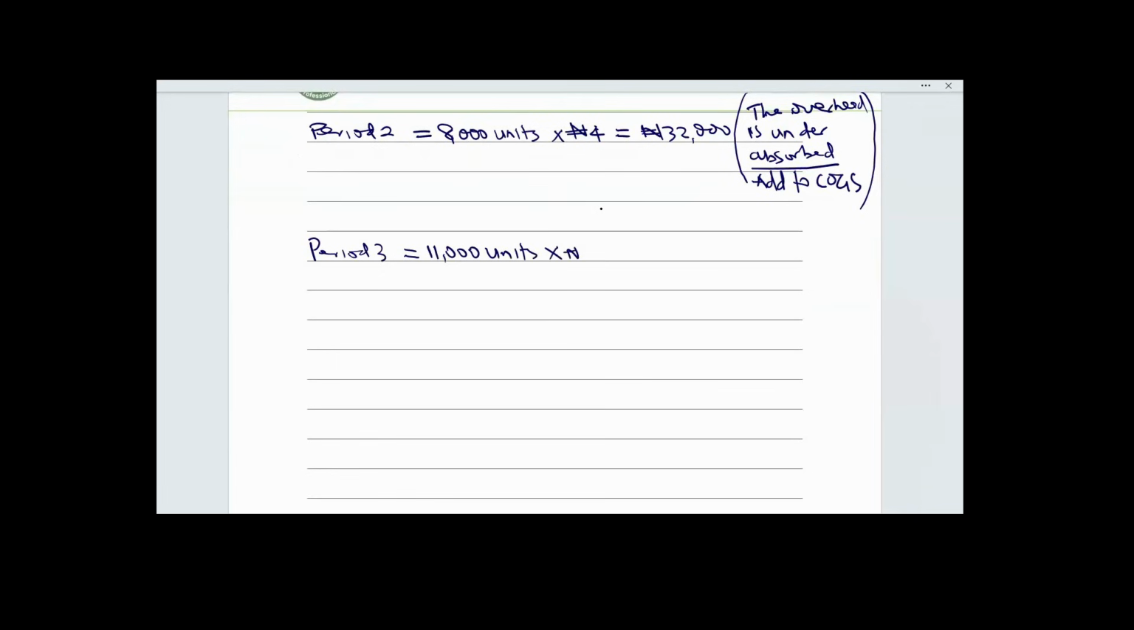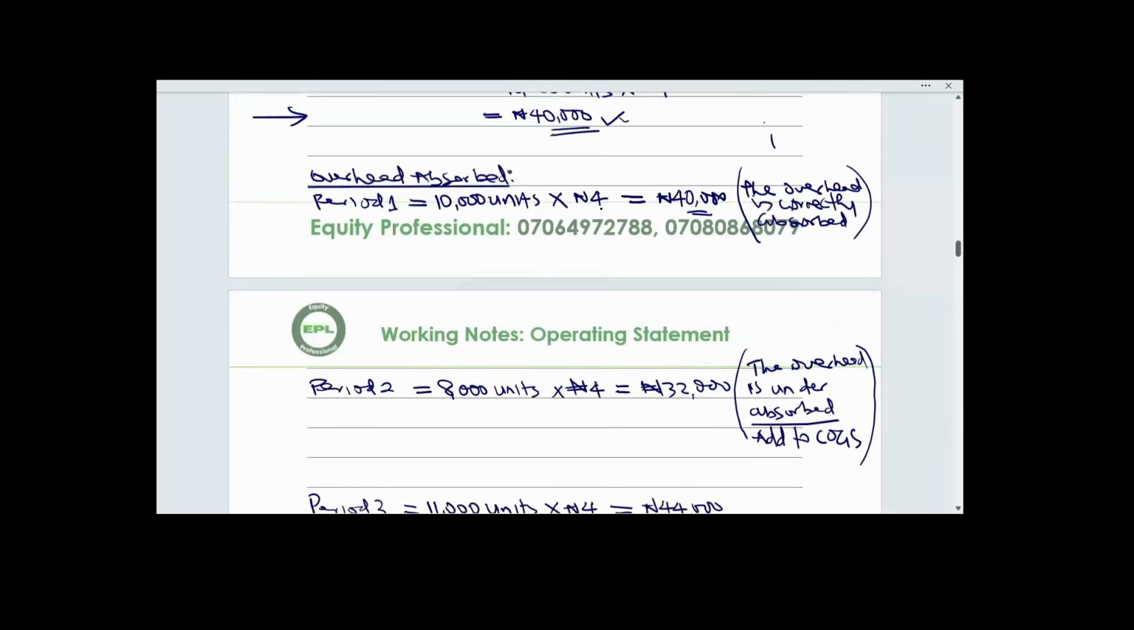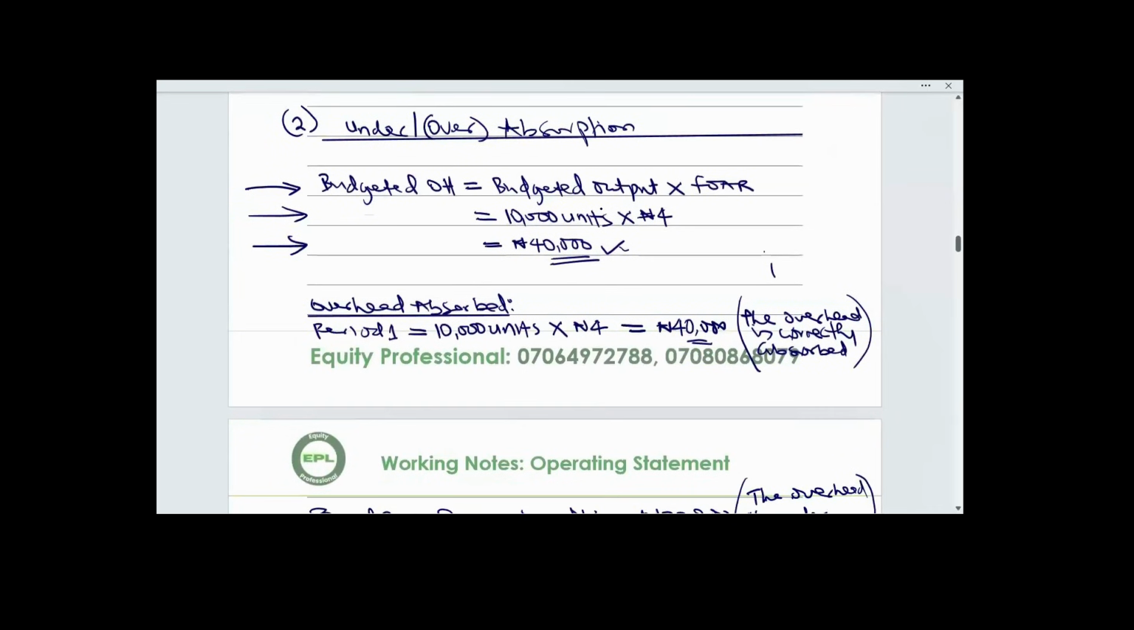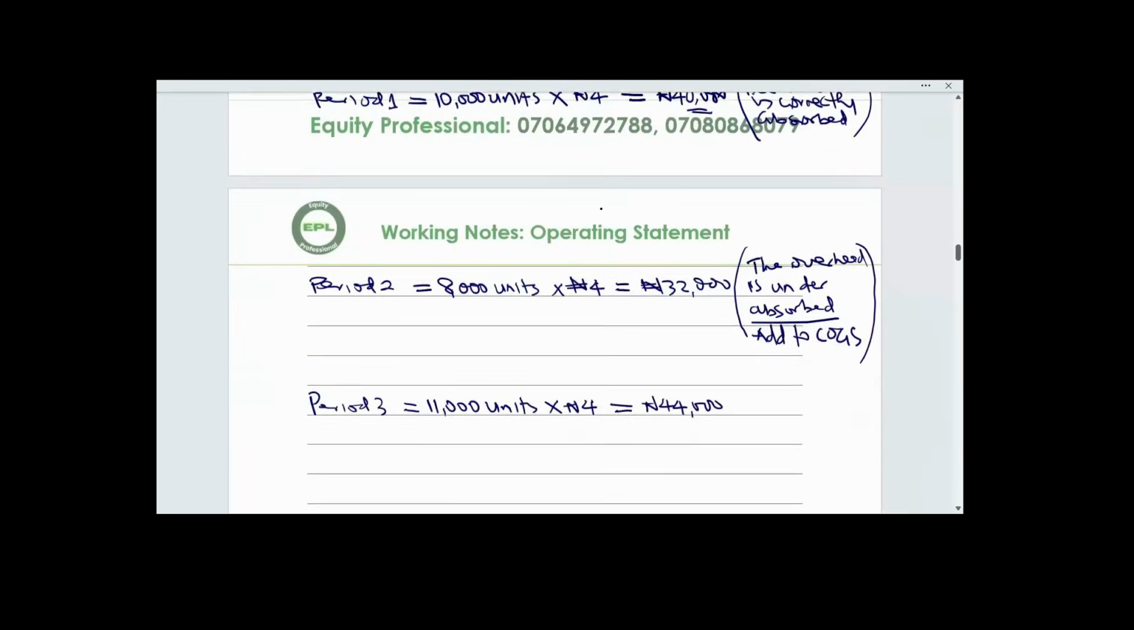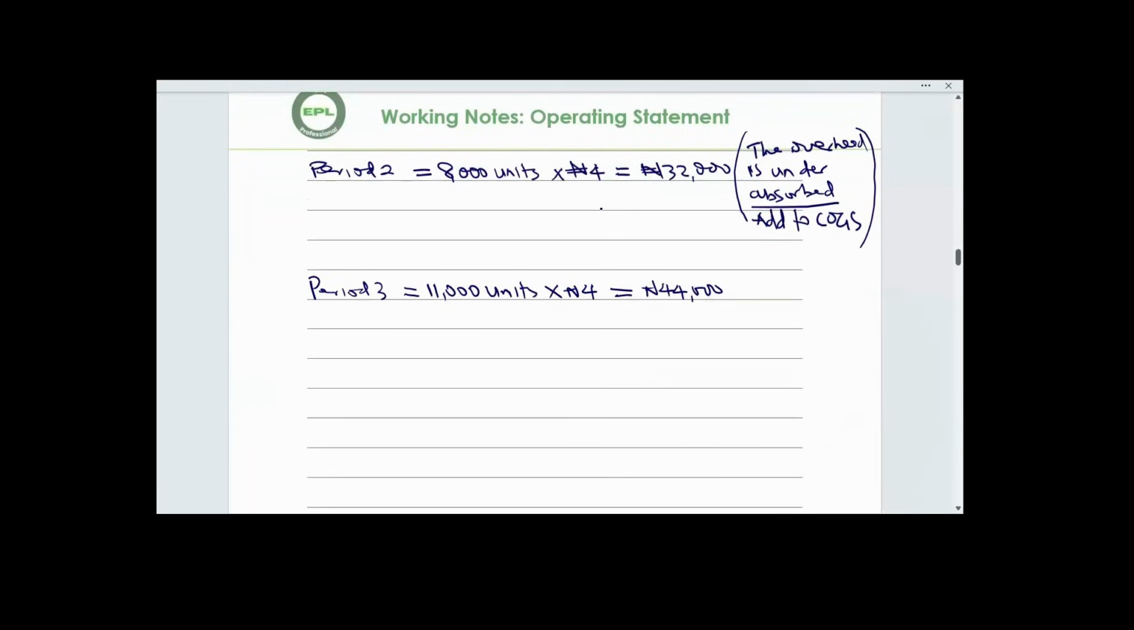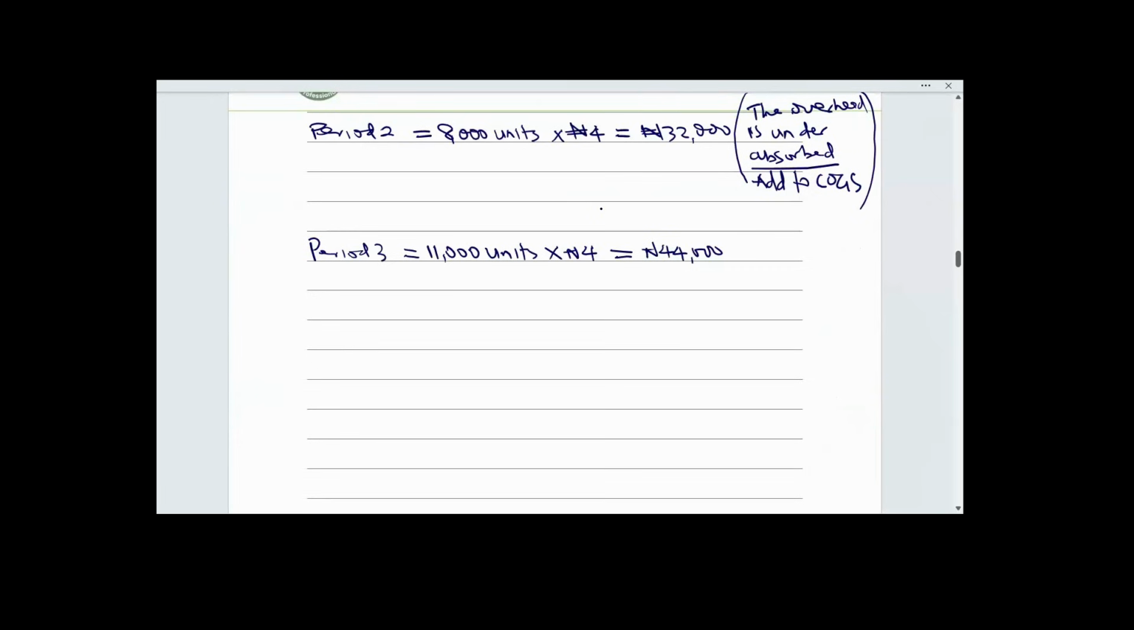Multiplied by 4 naira fixed overhead absorption rate. This will give us 44,000 naira. So you then compare this 44,000 naira to the budgeted overhead of 40,000. You are supposed to charge 40,000 naira to the product in period 3, but the actual overhead absorbed is 44,000. That means you over absorbed, isn't it? So when this happens, what are you supposed to do?